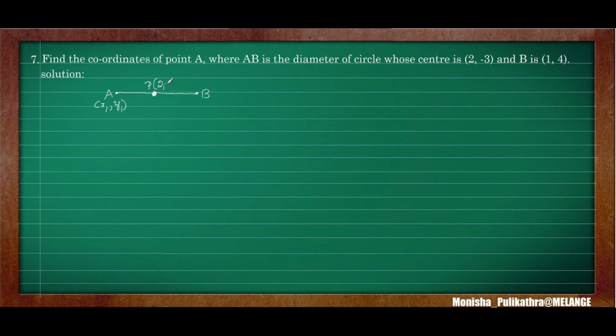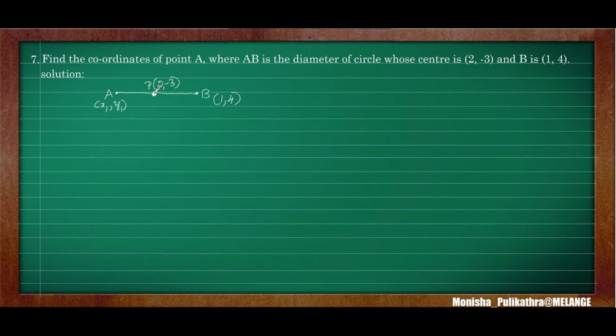So it is (2, -3). Fine. So A is (x1, y1), where P is (2, -3). B is given here. B is (1, 4). So A is (x1, y1), which is not given. We have to find it out. P, the center of the diameter, is given, which is (2, -3), and B is (1, 4). Okay. So we need to find out this one.